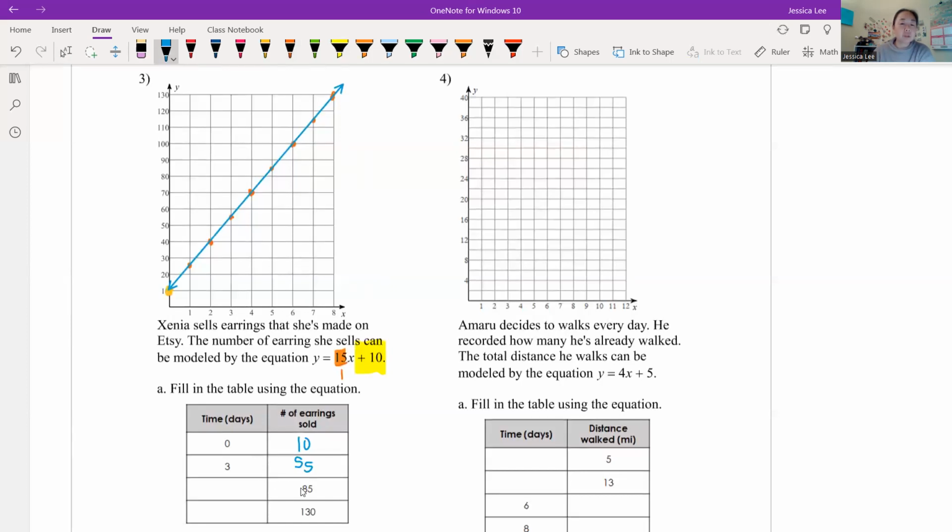So this is how graphs are really useful. That's the table, 55. All right. And then, okay, now this is backwards. So now we know that we sold 85 earrings. And how many days was that? So let's go to 85. That's going to be right here. And it's right here at 5 days.